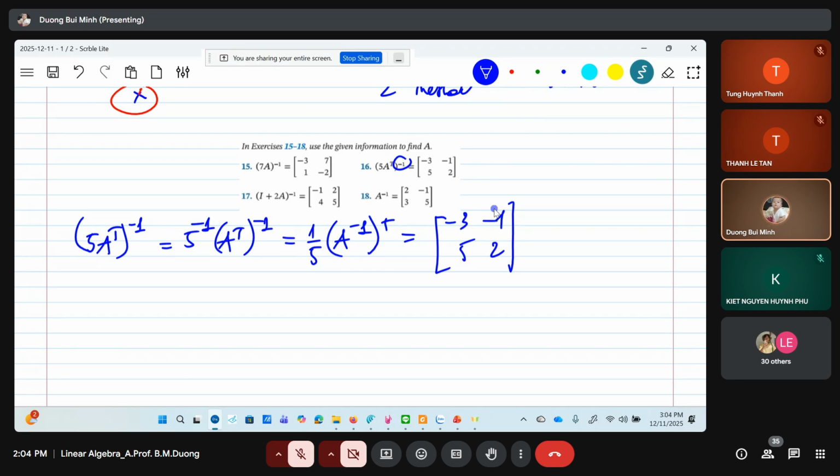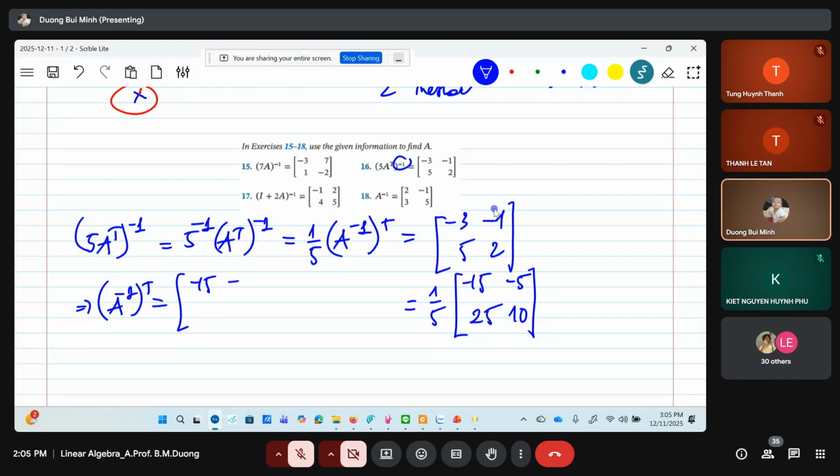So we need to take it as 1/5. So here we can get minus 15, minus 5, because we times 5 and you get 25, you get 10. Minus 15 over 5, you get minus 3. Minus 5 over 5, you get minus 1. This is 25. If I have some mistakes, let me know. So now we can say that the inverse of A transpose is minus 15, minus 5, 25, 10.